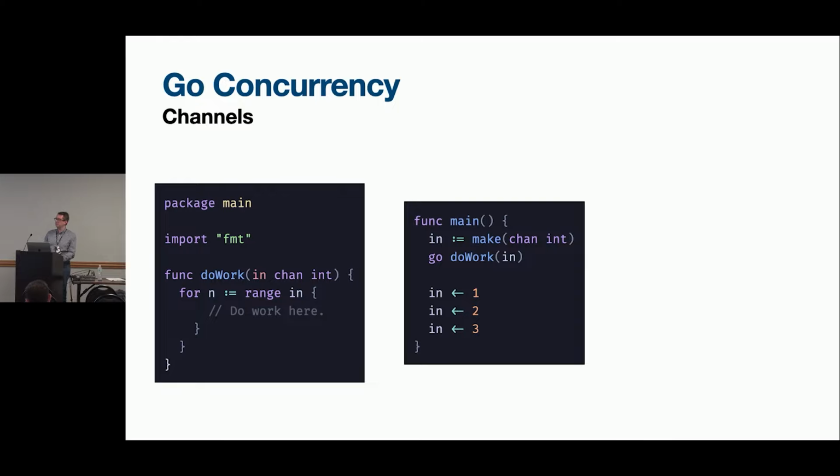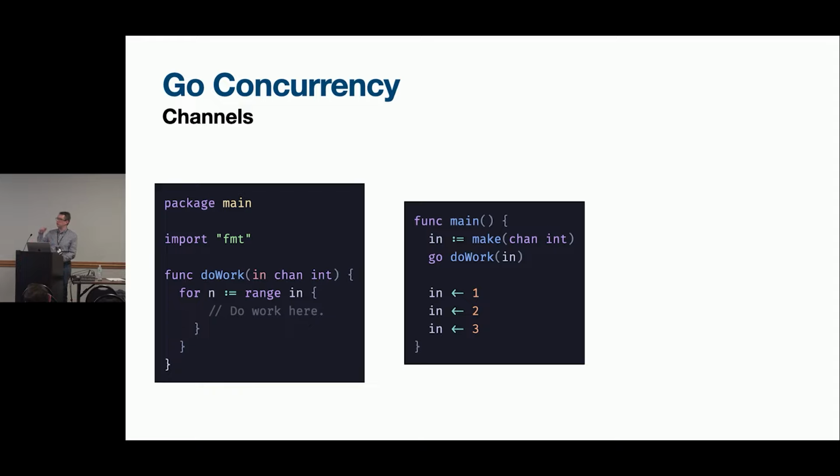Channels are a thread-safe way to pass variables between Go routines. Here, we're using a channel called in that passes ints, and using it to send values to the Go routine doWork. Channels will block when pushing or reading a variable until the other side of the channel reads or pushes the variable. Here, doWork is looping over any values that are passed to the in channel. It'll block until a variable is pushed.